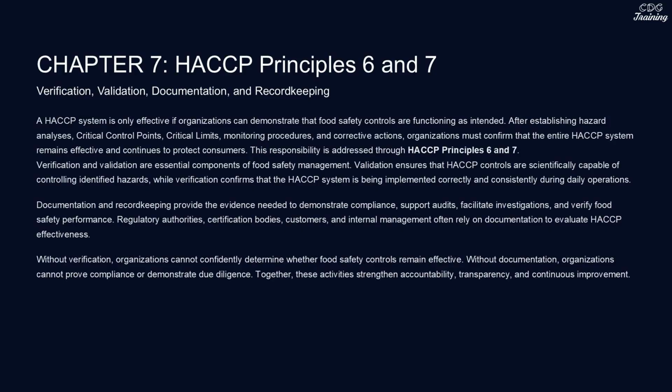Documentation and record-keeping provide the evidence needed to demonstrate compliance, support audits, facilitate investigations, and verify food safety performance. Regularly reviewing, reinforcing, and continuously improving these activities ensures that organizations never rely on documentation alone to evaluate food safety performance. Without verification, organizations cannot confidently determine whether food safety controls remain effective. Without documentation, organizations cannot prove compliance or demonstrate due diligence. Together, these activities strengthen accountability, transparency, and continuous improvement.